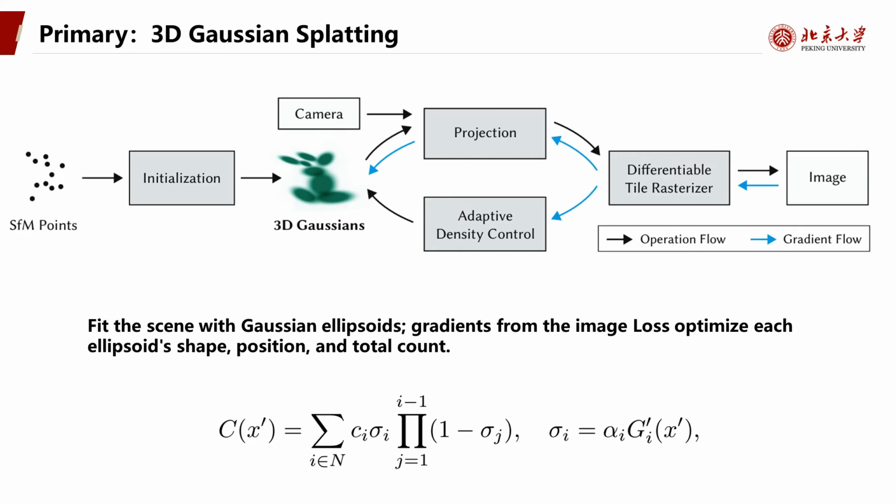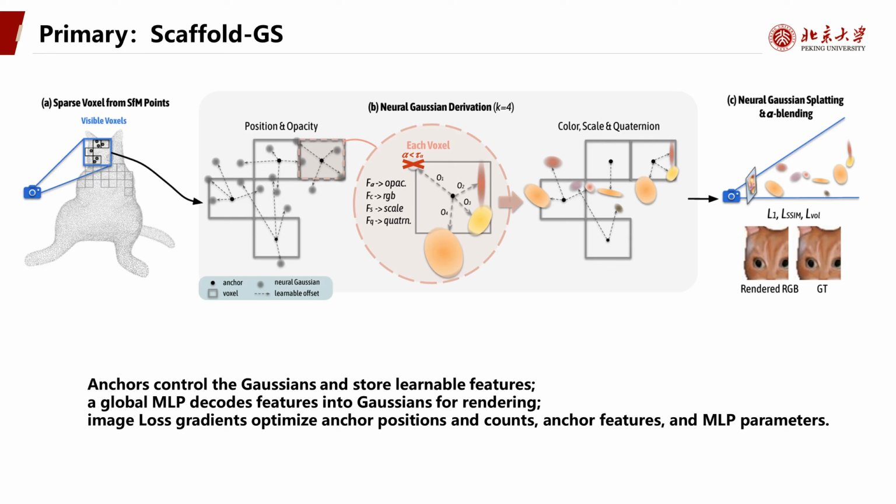Next, two preliminaries our method builds on. 3D Gaussian splatting fits a scene with a large set of Gaussian ellipsoids. Image loss gradients optimize each ellipsoid's shape, position, and total count, yielding a real-time renderable representation. ScaffoldGS introduces anchor points that store learnable features. A global MLP decodes these features into Gaussians for rendering. The image loss then jointly optimizes anchor placement, anchor features, and MLP parameters.